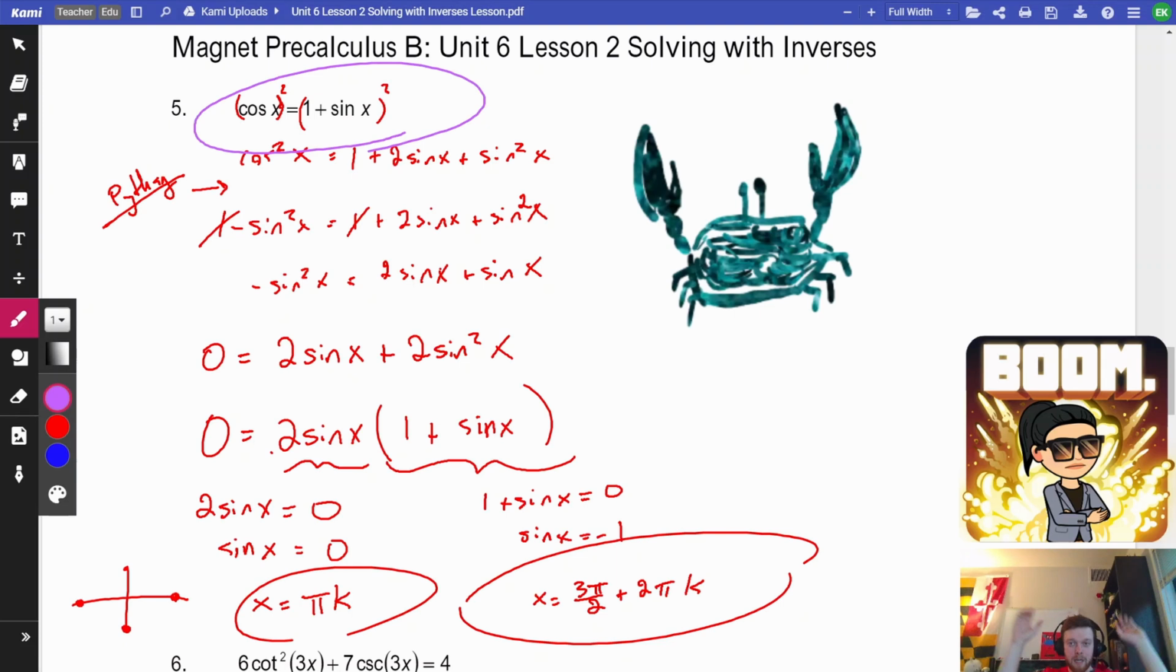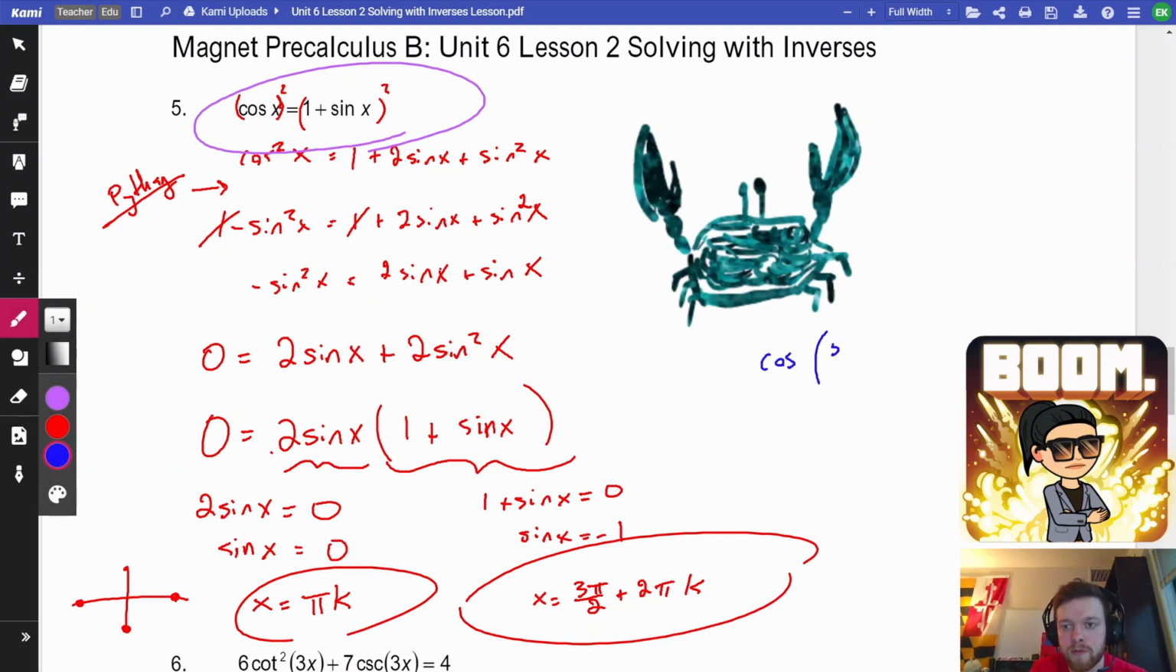I'm here back at the end. I made a mistake, and I need to address it now so that no one is super confused later. I'm back here on number 5. And one of my answers is actually not correct. Think about it. πk, 3π/2. Let's plug them in real quick.